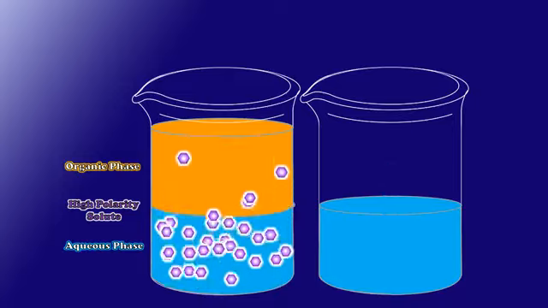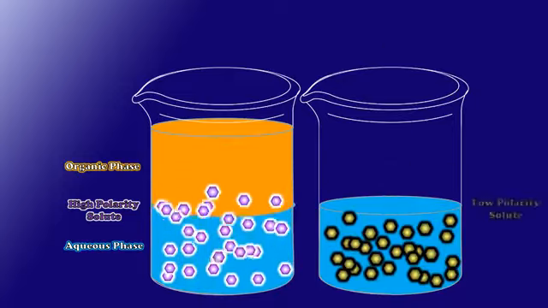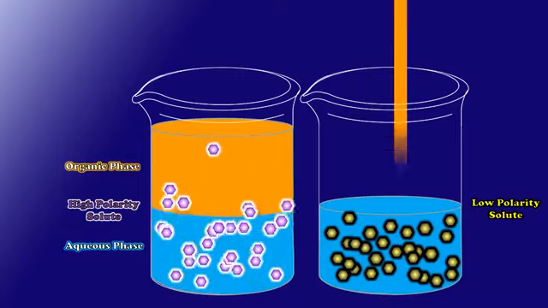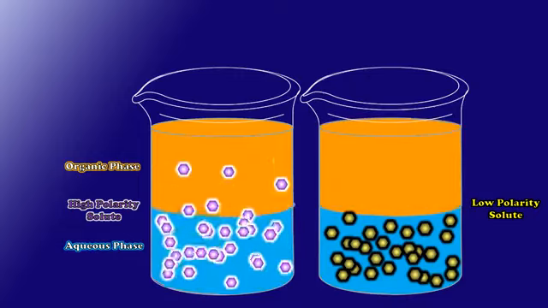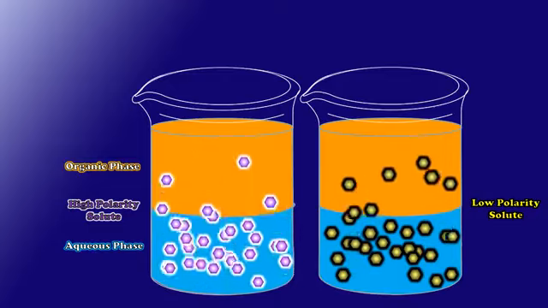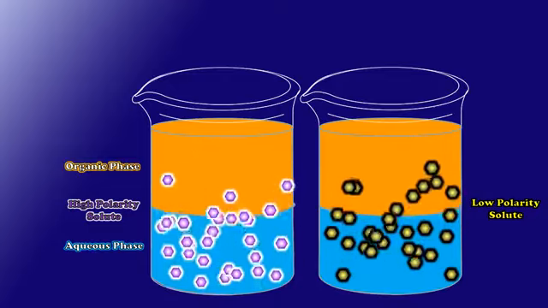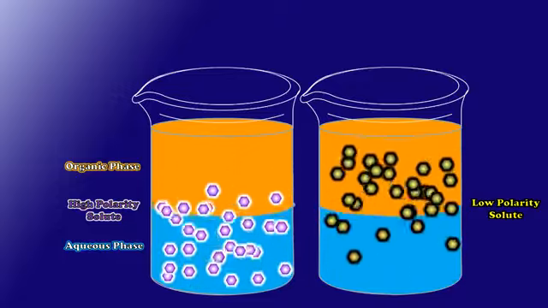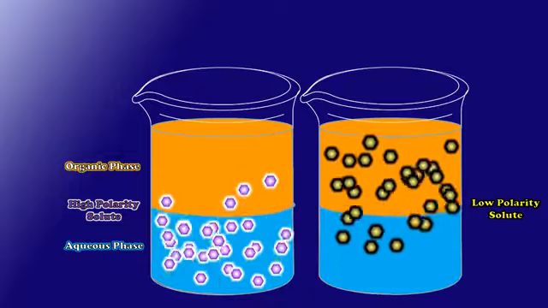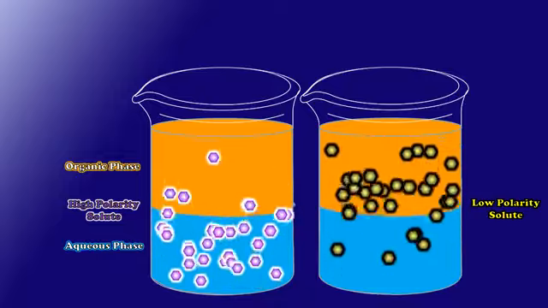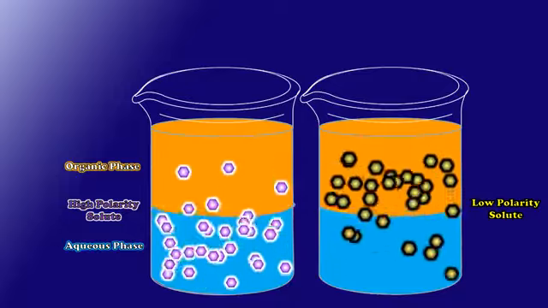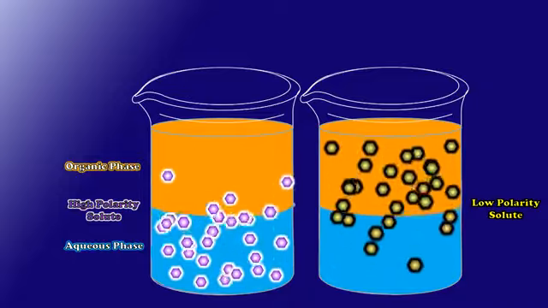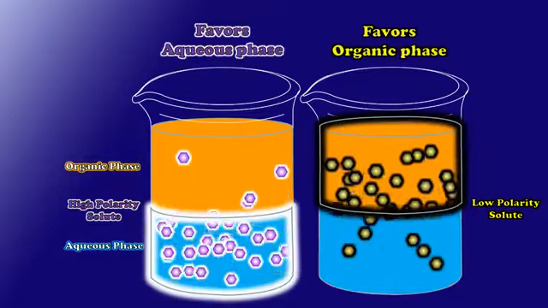Now let's turn our attention to the second beaker. This time I'm going to use an aqueous solution containing a low polarity solute. And again, I'm going to add my organic phase to the top here and allow equilibrium to establish itself. But because my solute in this case is lower in polarity, it has less of an affinity for being dissolved in the aqueous phase and actually prefers the organic phase. So now that the dynamic equilibria are established, we can clearly see a difference here, that one of my compounds, the high polarity one, has accumulated in the aqueous phase, while the other has accumulated in the organic phase.